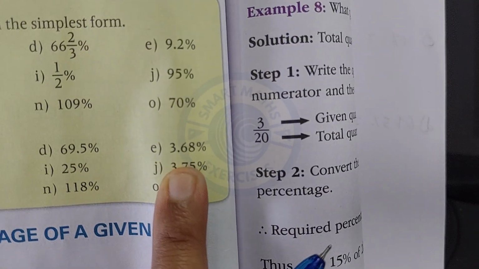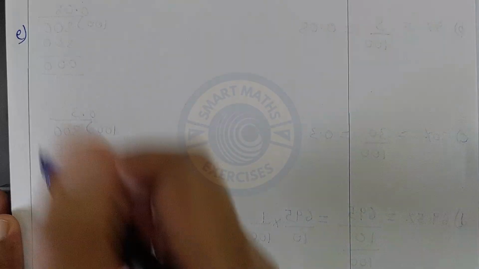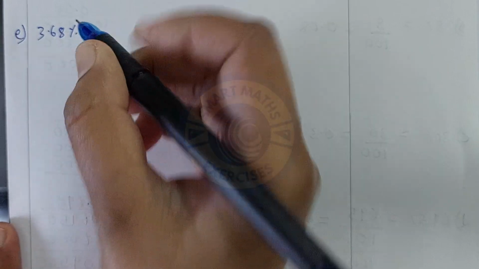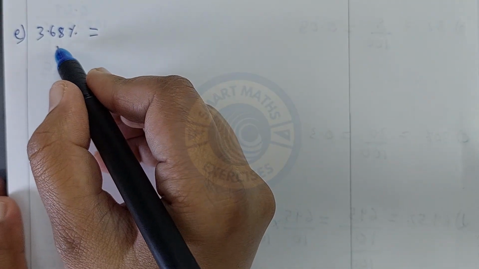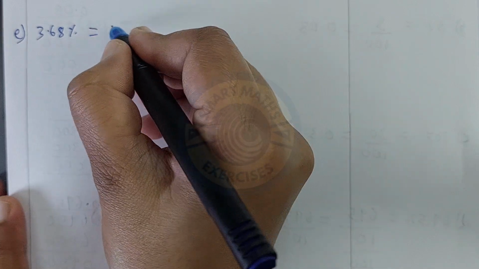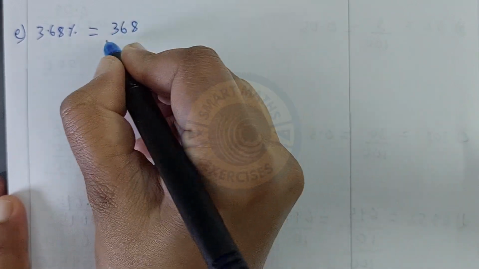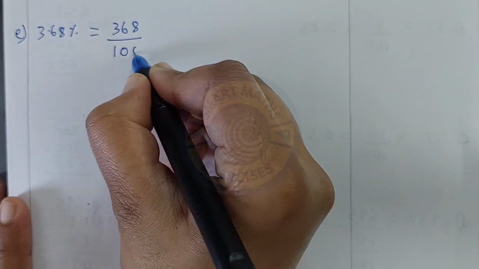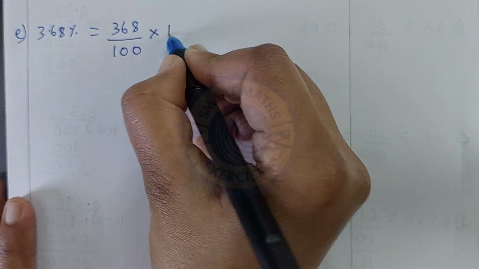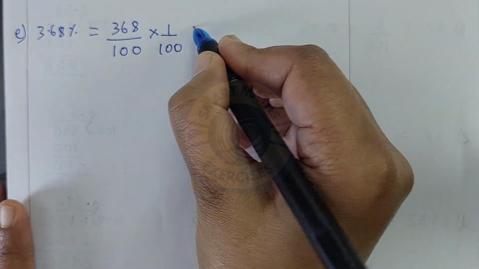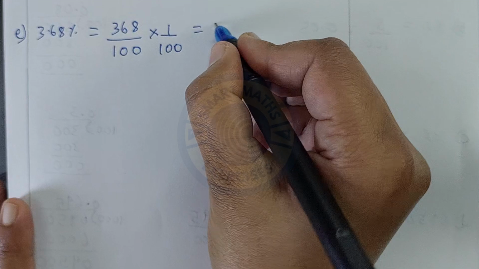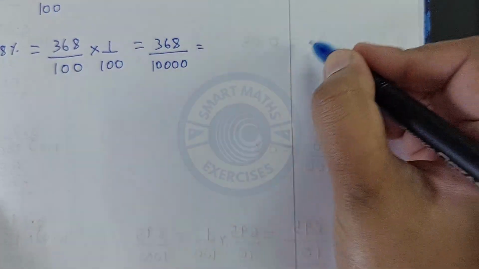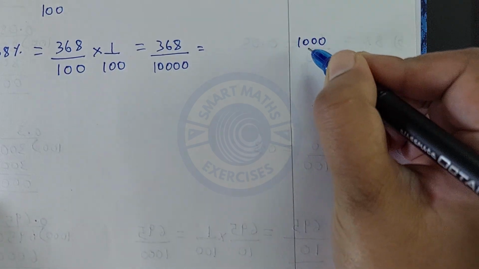Next, question E, 3.68%. So this number is again a decimal number. We have to convert this into a fraction. So it becomes 368 over 1. And there are two numbers after decimal point, so add two zeros, into 1 by 100. Now 368 into 1 is 368. 100 into 100 is 10,000. So divide 10,000 and 368.